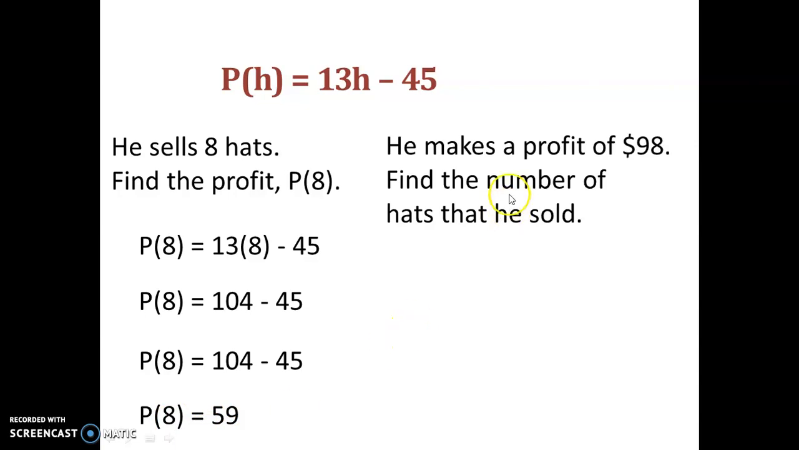Next question. Now it tells you he makes a profit of 98. Find the number of hats. So now the profit is known, but the number of hats is not known. Replacing back into the function, we would have this. If you remember from last time, when we were talking about the y value, in this case, we know the y value, which is the profit. This entire P of H gets replaced by the value. So the y value becomes 98, and then we can solve backwards to see how many hats lead to a profit of 98. Solving backwards, we get 11 hats.